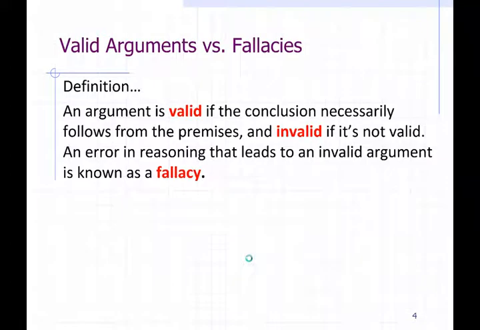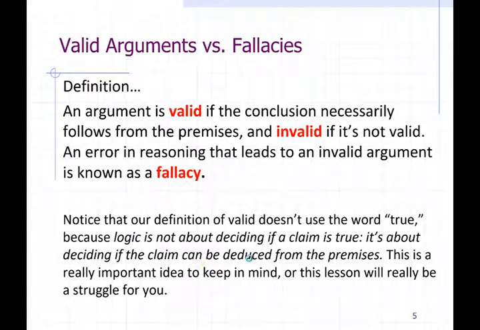We'll say an argument is valid, and this is the definition of a valid argument: an argument is valid if the conclusion absolutely has to follow from the set of premises. If not, we call it an invalid argument or a fallacy. What's important to note here is that we're not talking about true or false. We're talking about valid or invalid. So we're talking about the structure of the arguments.